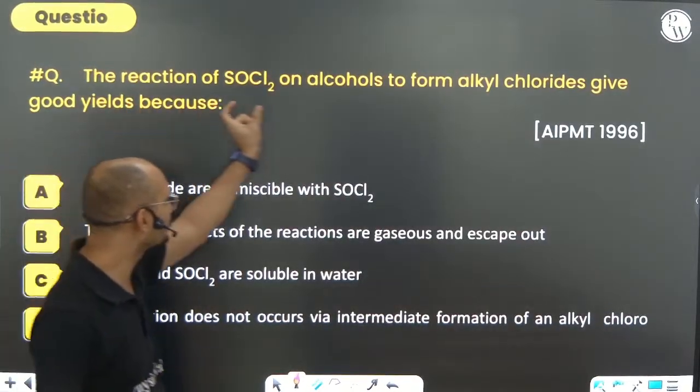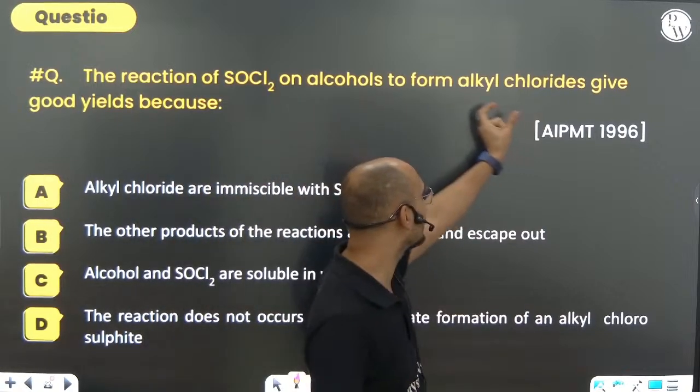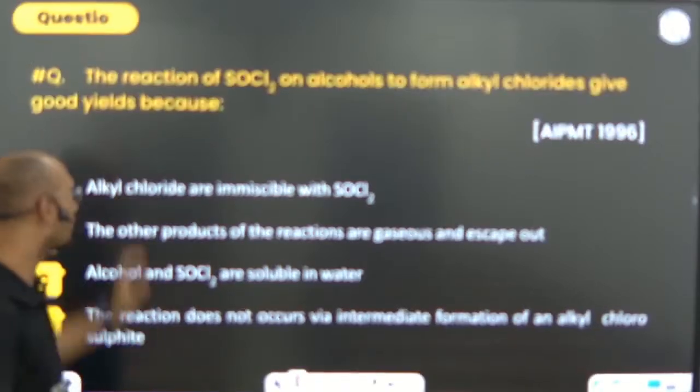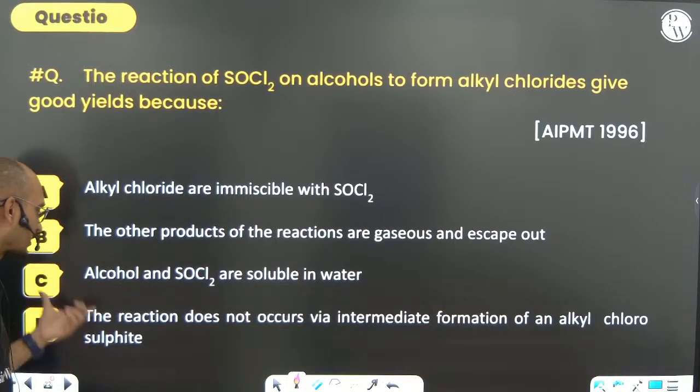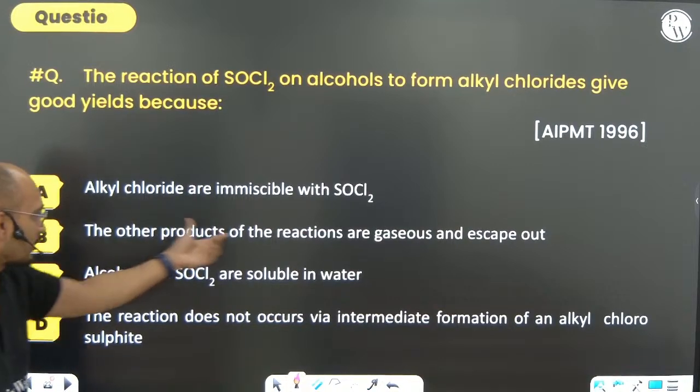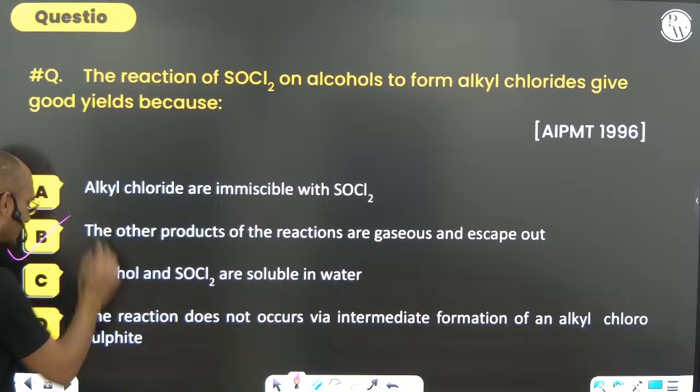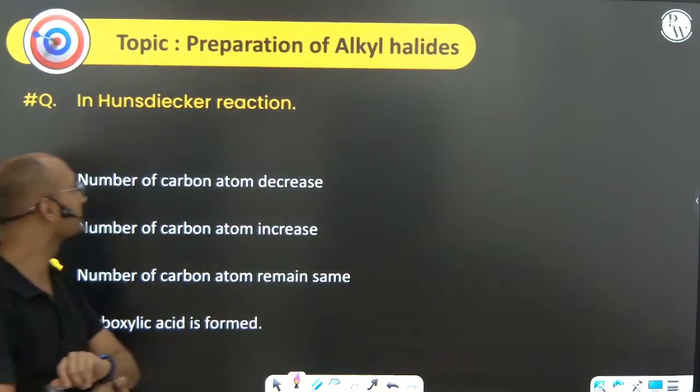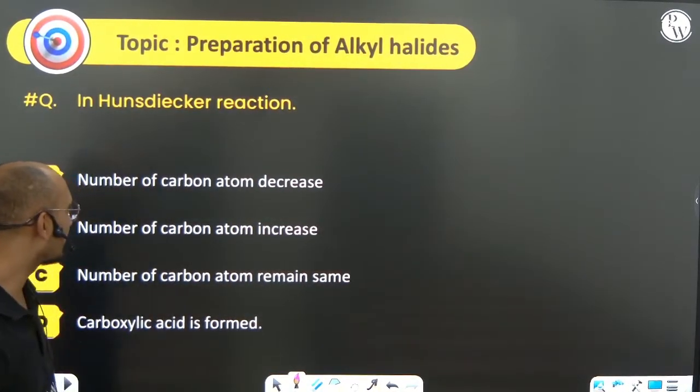The reaction of SOCl2 with alcohols to form alkyl chloride gives good yield because, I hope we have already seen the answer, the other products of the reaction are gaseous and escape out. Next, in the Hunsdiecker reaction, the number of carbon atoms decreases.